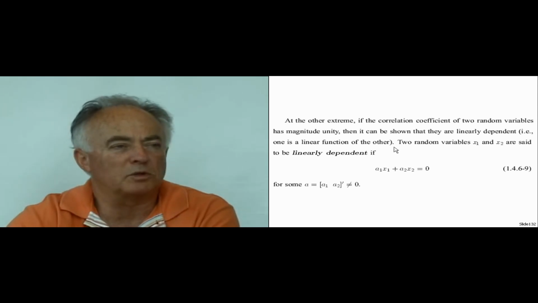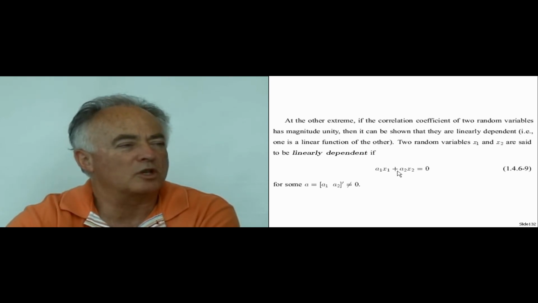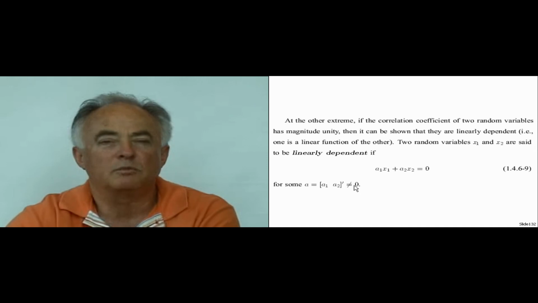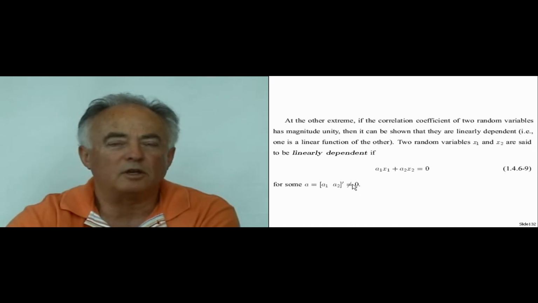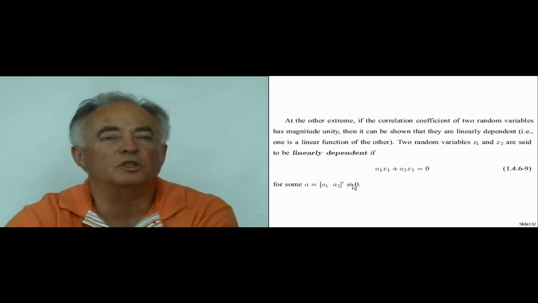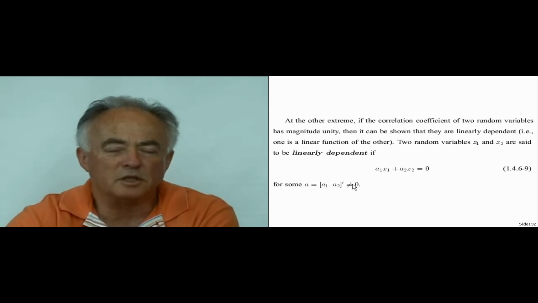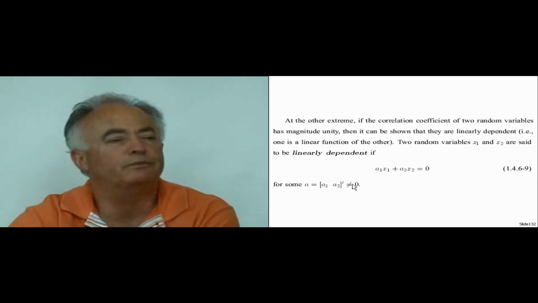Now, two random variables, x1 and x2, are said to be linearly dependent if a1x1 plus a2x2 is 0, and we do have a pair of constants, these coefficients, a1 and a2, such that they are both non-zero, which means one is either a scaled version of the other one in its original direction or in the opposite direction. And this is the essence of linear dependence of two vectors or linear dependence of two random variables.